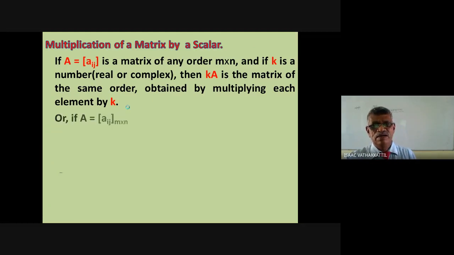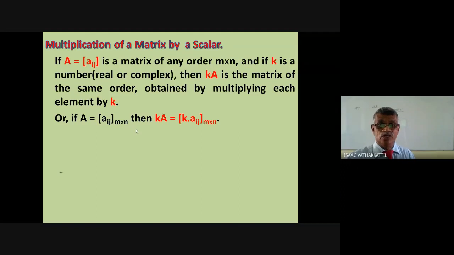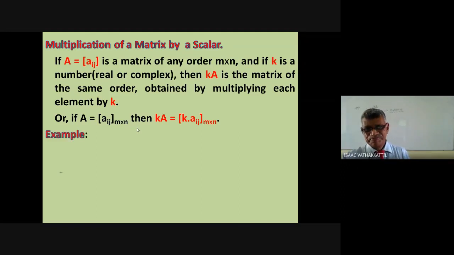Very simple. If A is equal to [a_ij], m by n, then kA: each element when I multiply with k, I get k a_ij. The order is not changed, no matter whatever k is. I did not specify whether k is 0 or not 0. k may be 0, k may be not 0.